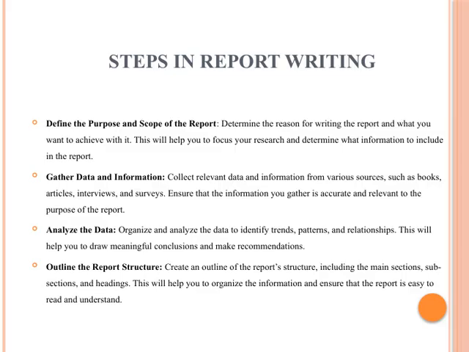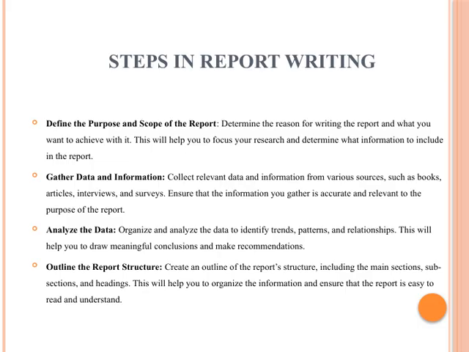Now, let's walk through the key steps involved in report writing. First, it's essential to define the purpose and scope of your report. Think about why you're writing it and what you hope to achieve. This clarity will guide your research efforts and help you decide what information to include. Next, gather your data and information. This means collecting relevant details from various sources like books, articles, interviews, or surveys. It's crucial to ensure that the information you gather is accurate and directly related to your report's purpose. Reliable data makes all the difference.